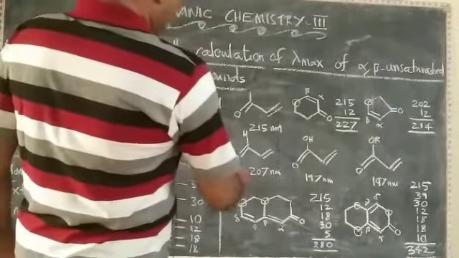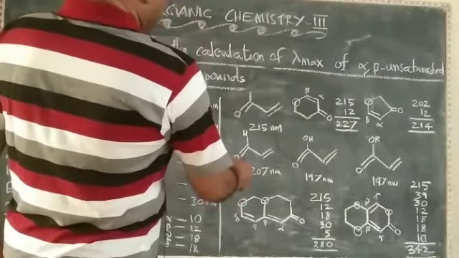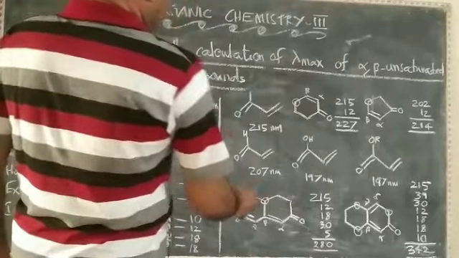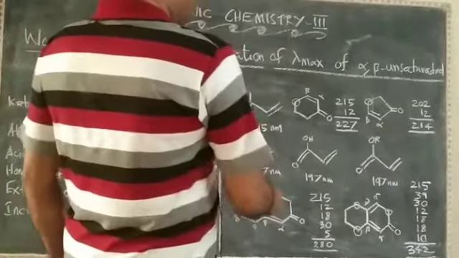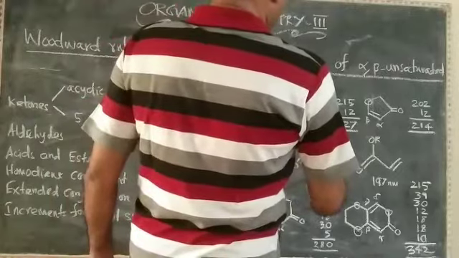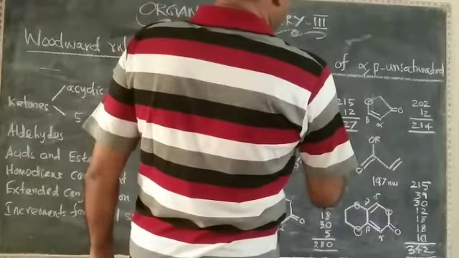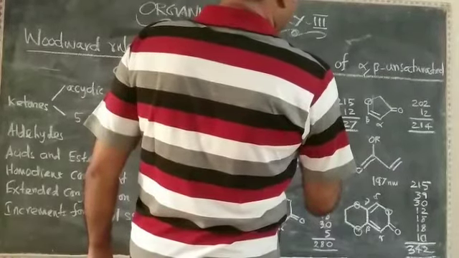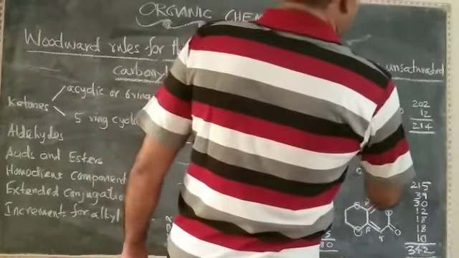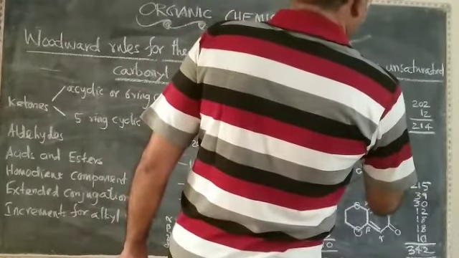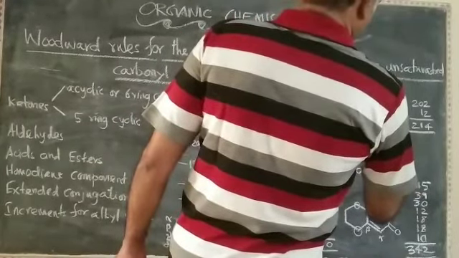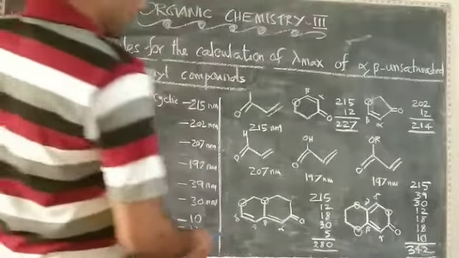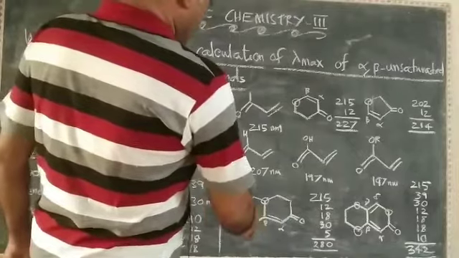Now, this is a system, an alpha beta unsaturated aldehyde. It carries a base value of 207 nanometer. There are no additions. Then this is an acid, alpha beta unsaturated acid. It carries a base value of 197 nanometer absorption. And this is an alpha beta unsaturated ester which absorbs at 197 nanometer. Let us take two complex examples in order to illustrate our rules.